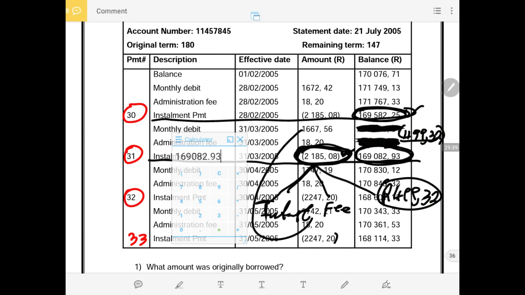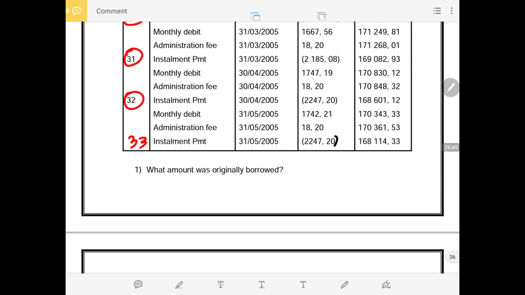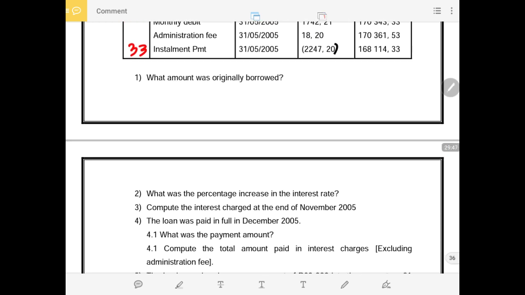Now, guys, I've spent so much time analyzing this because it is very important to master how the statement works. Now let me respond to the question.